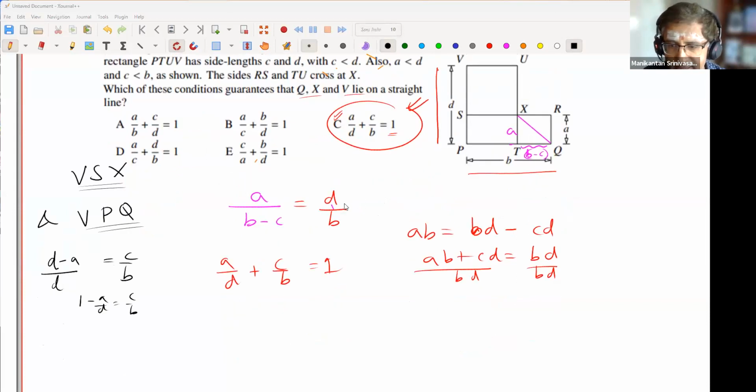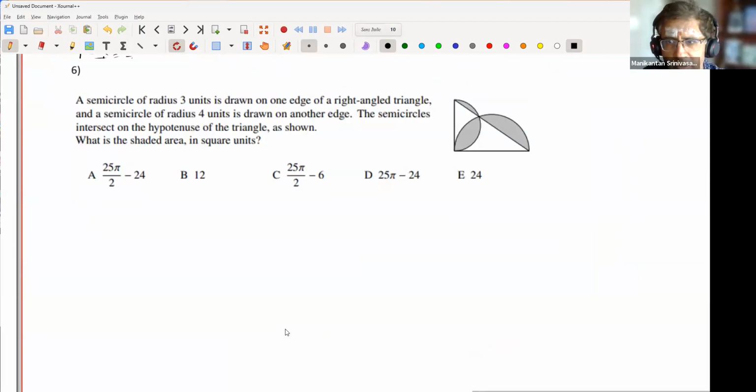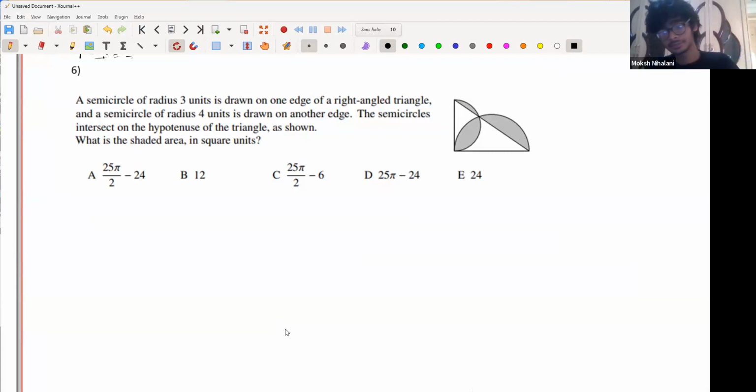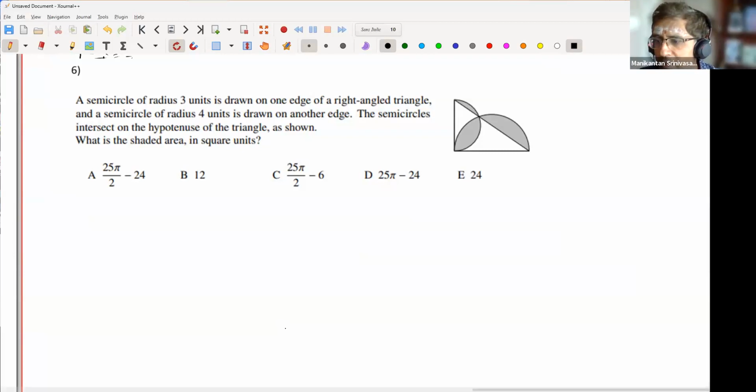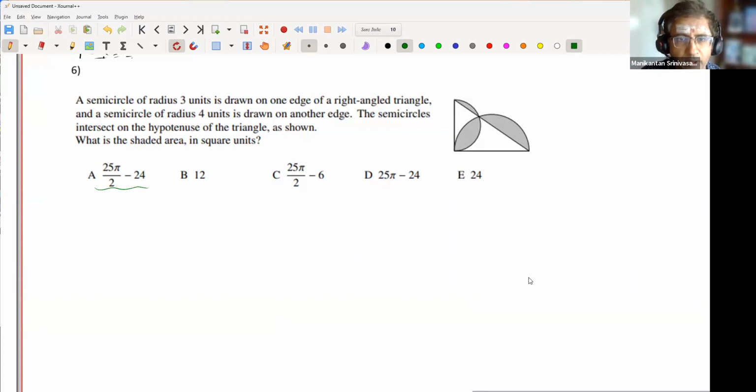Question 6. Moksh, what did you get on question 6? Yeah, it's the semicircle, this one. Let me just check. Question 6, I got A. Okay. Dipra, do you agree with him? Yeah. Okay. Keshav, same? A only. Okay, A only, right? A semicircle intersects the hypotenuse of the triangle. What is the shaded area?